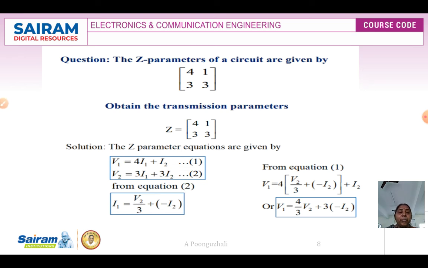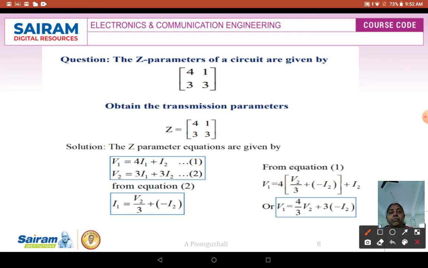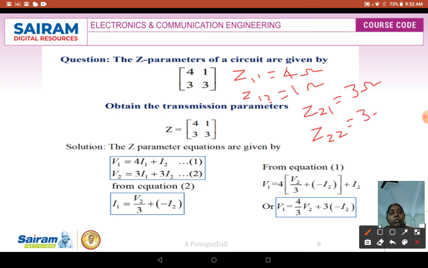Now a simple problem we'll see here. The z parameters of a circuit are given as 4, 1, 3, 3. That means z11 is equal to 4 ohms, z12 is equal to 1 ohm, z21 is equal to 3 ohms, and z22 is equal to 3 ohms.